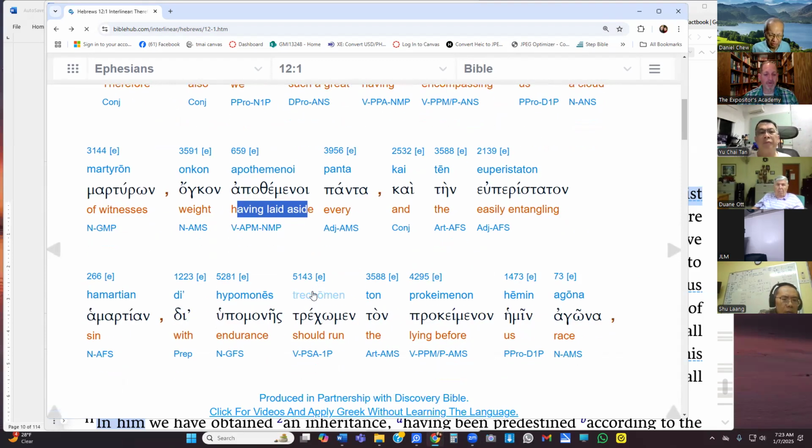So, for example, if we go down to let us run, if we go there, notice it says present subjunctive active, not participle. But here it says participle. And we'll, Lord willing, get to participles, talk about those. But participles are modifiers. They're not regular verbs, right?